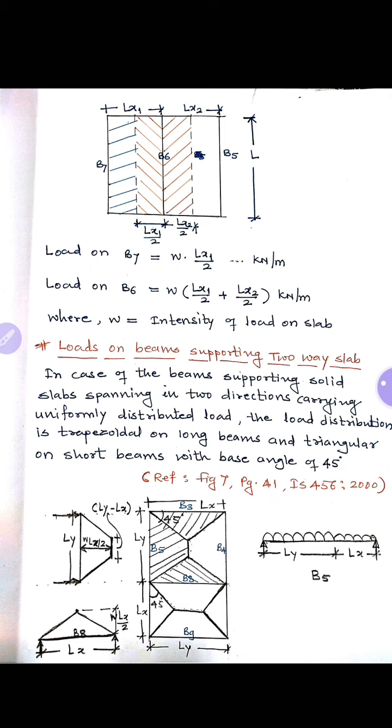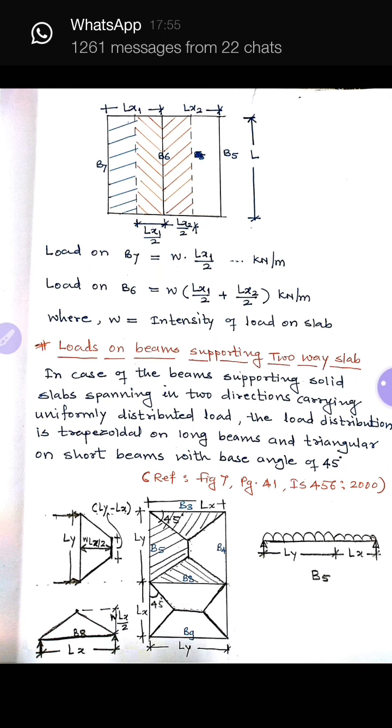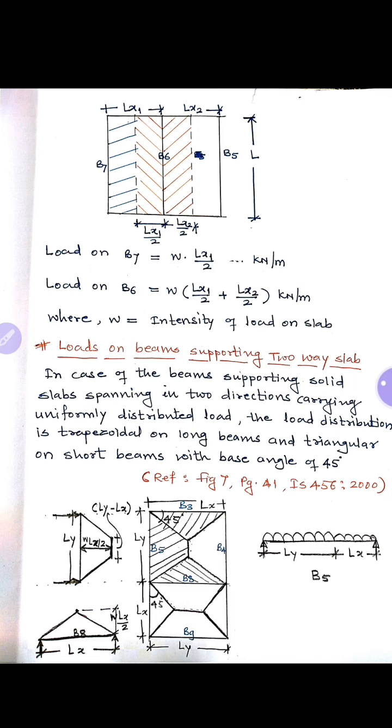Now here in this case, let us consider a trapezoidal area. If we have this 45-degree inclination, you can see over here the height of this trapezoidal portion is W, the intensity of load on slab, into Lx by 2. Same way, if I consider this triangular portion, this also has its height as Lx by 2. I have considered this for B8. So for this B8, this is Lx and this is W into Lx by 2.